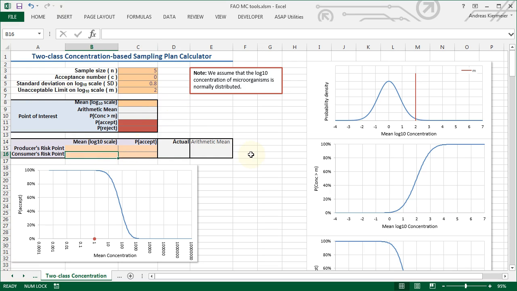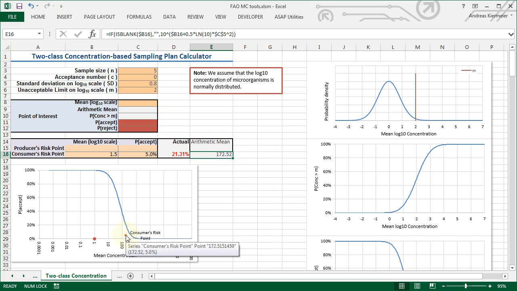Next, we need to specify the consumer's risk point. Now this is done by providing a worst case mean log 10 concentration and a corresponding probability of acceptance. Let's say that we have values of 1.5 and 5%. And entering these into the calculator also provides us with the corresponding arithmetic mean, which is then also shown, this consumer risk point, using the arithmetic mean on the OC curve here.